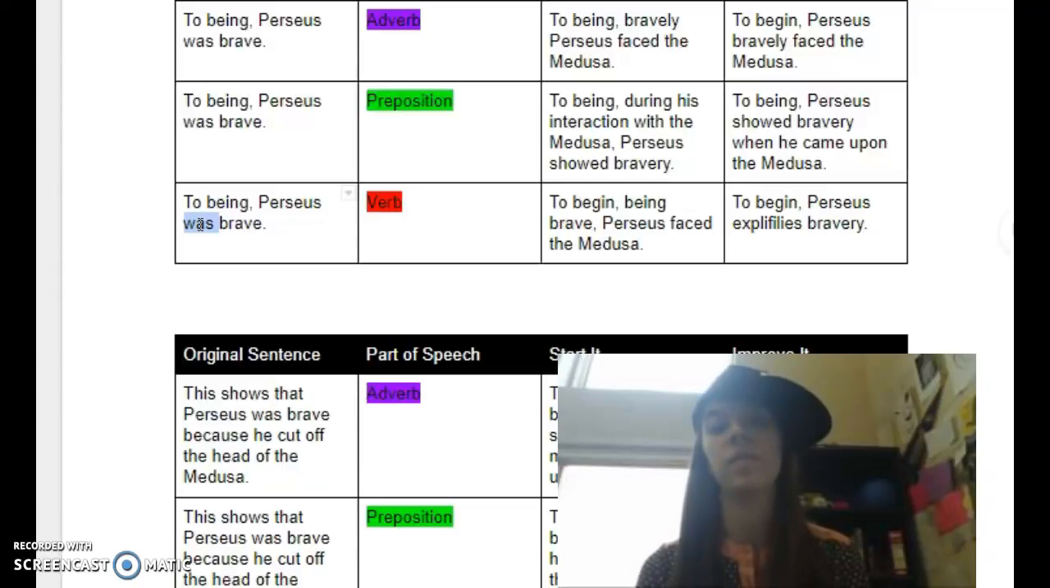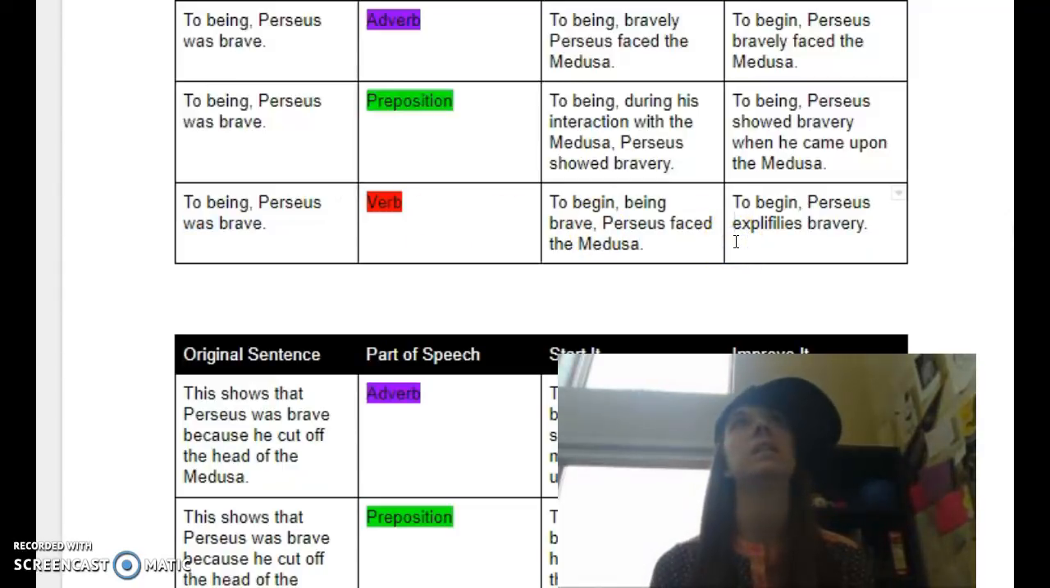I need to change my verb. So I thought to myself, what is he doing? Well, he's showing or exemplifying. So I said, to begin, Perseus exemplifies bravery. Much stronger word there for the same idea. All right, so hopefully those main points went well for you.